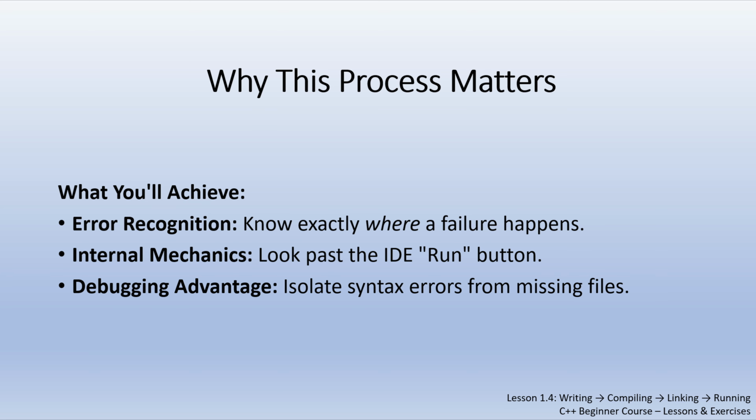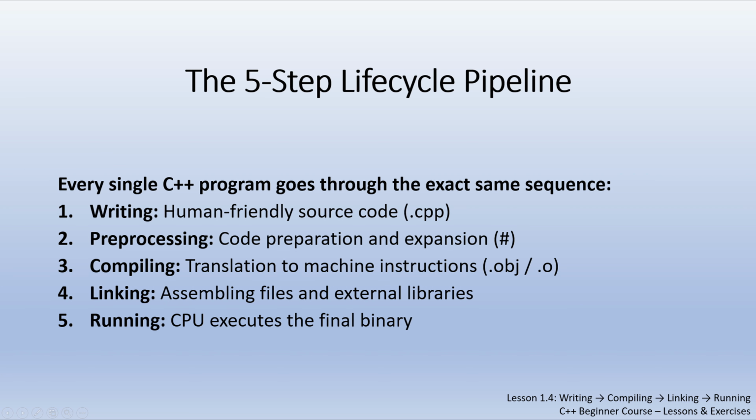Even though your modern development environment or IDE hides most of these steps behind a single run button, they always happen behind the scenes. Knowing this specific flow gives you a huge advantage as you continue learning, because you will actually know what the computer is complaining about when an error pops up. Every single C++ program goes through the exact same sequence: writing the source code, preprocessing, compiling, linking, and finally running the executable. Let's look at how your code transforms across each distinct milestone.